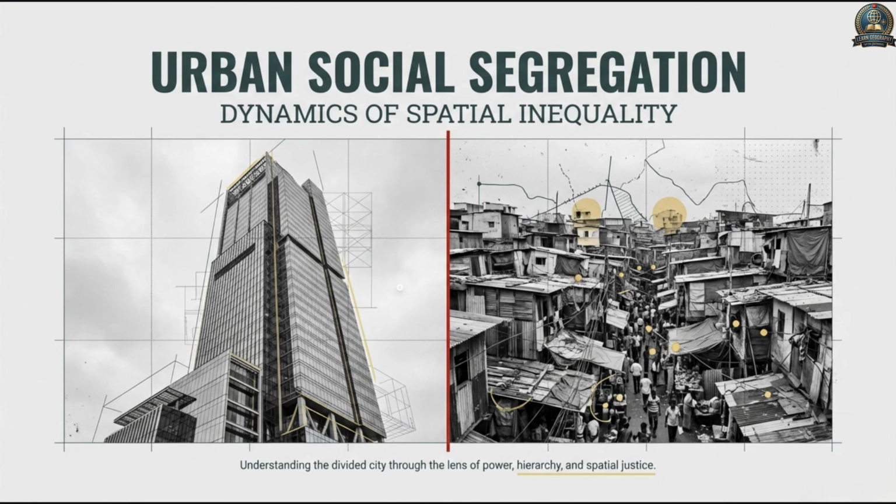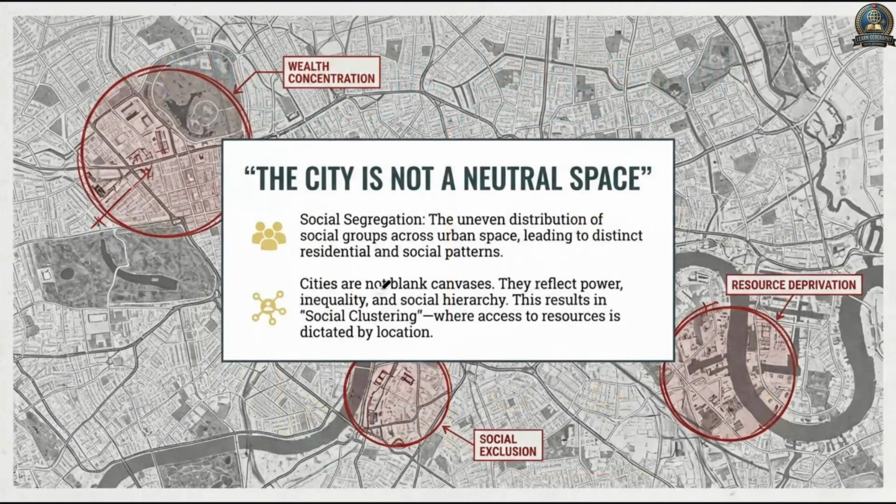Good morning everyone. In this class we are going to discuss urban social segregation and the dynamics of spatial inequality. Now what is social segregation? The city is not a neutral space. Social segregation means the uneven distribution of social groups across urban space leading to distinct residential and social patterns.